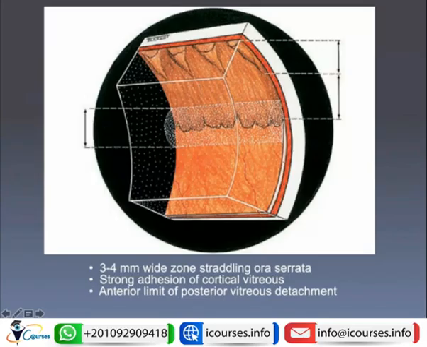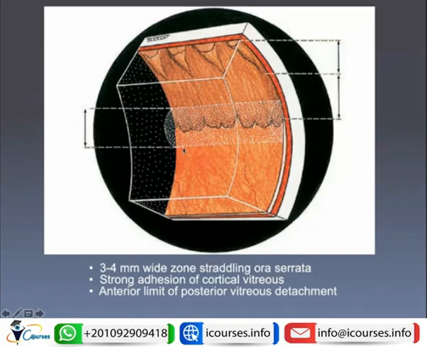It is called the vitreous base. This is an area of about 3 to 4 millimeters, and 2 millimeters of it overrides the ora serrata, while the other 2 millimeters overrides the pars plana. So that's how the vitreous base straddles both the pars plana and the ora serrata.